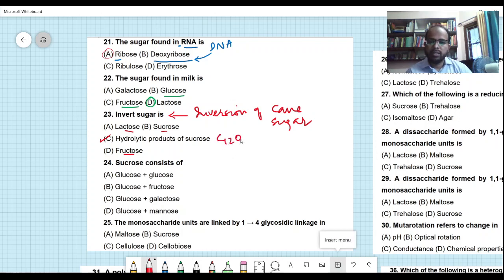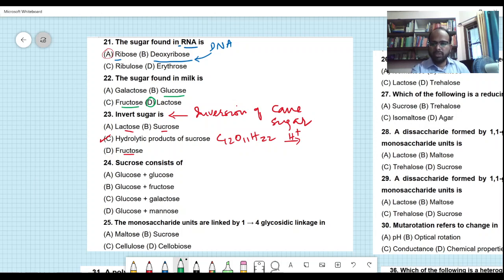C12H22O11. It is hydrolyzed in the presence of sulfuric acid or some other acid, and that gives rise to glucose plus fructose, in which you have the inverted product. So that is why they call it invert sugar. Okay, so C is the right answer there.